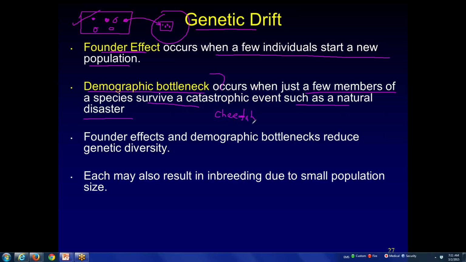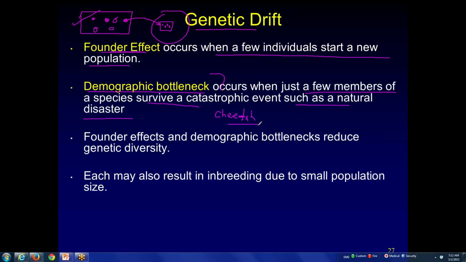So, bottleneck. The cheetahs at one time, we know, went through that bottleneck. And how do we know that? Because the cheetah population, first of all, is small. And when we've done genetic studies on cheetahs, we found that they are all really genetically similar. In fact, we think all cheetahs that live today all descended from one male. Can you believe that, guys?